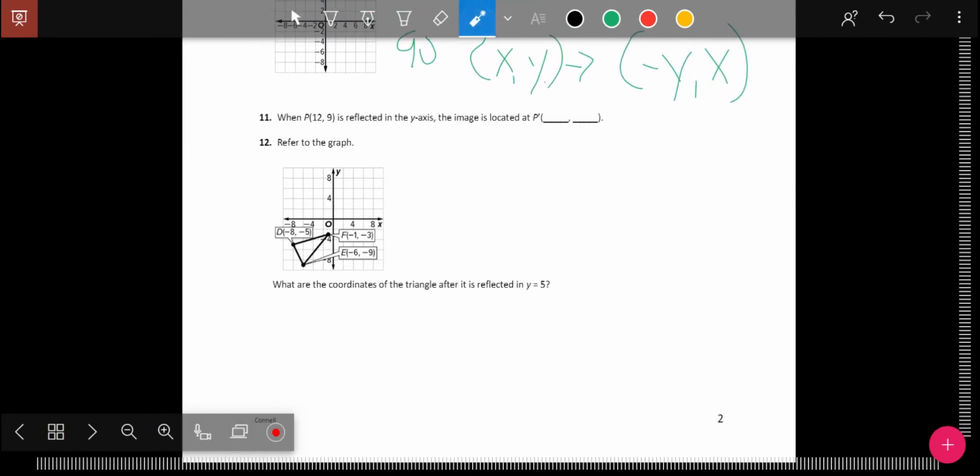Y-axis. I've got another rule: reflection across the y-axis changes the x. And so my answer here would become negative 12, 9. That's supposed to be negative 12, 9. My marker is not working real well right now.